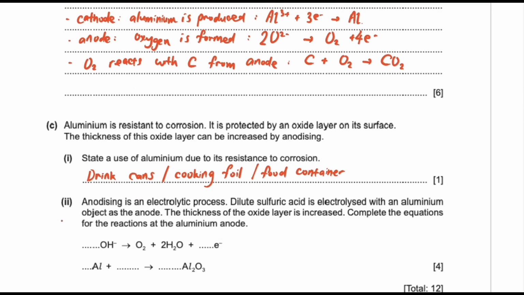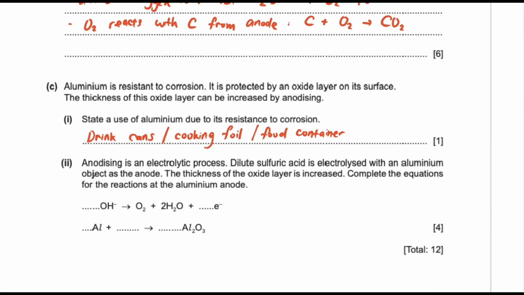Okay, now part two. Now they talk about anodizing. Since they asked for part one, the use of aluminium, basically I just have to state drink cans, cooking foil, and food container. That's all. Isn't it that we have to answer like a good conductor or something? Not necessary, because it's written here: due to its resistance to corrosion. So it's fine writing like this.